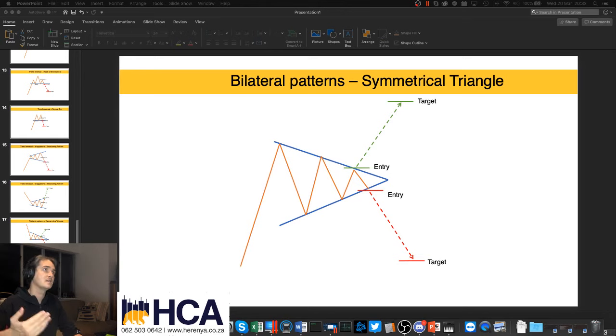Probability says yes, there is an 80% or 81% likelihood that this is going to work out, but there is also a 19% likelihood that it is not going to work out that way. So they don't always work.